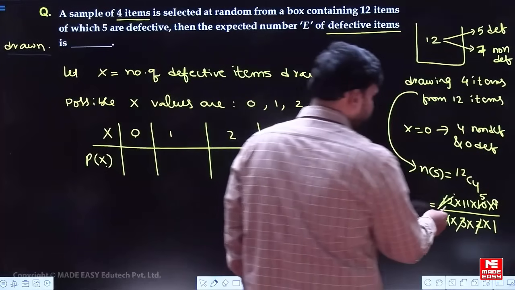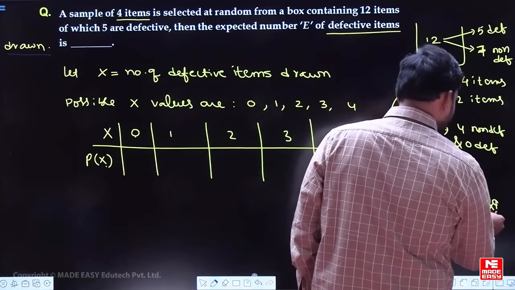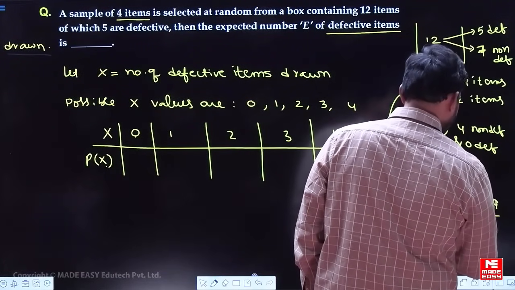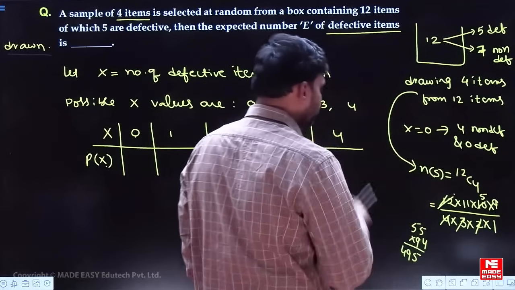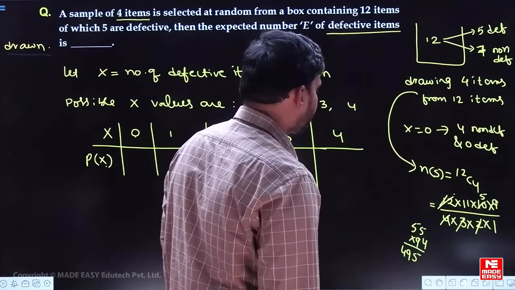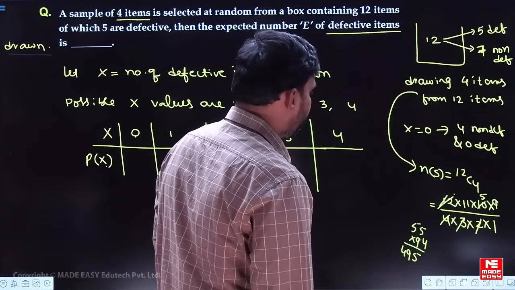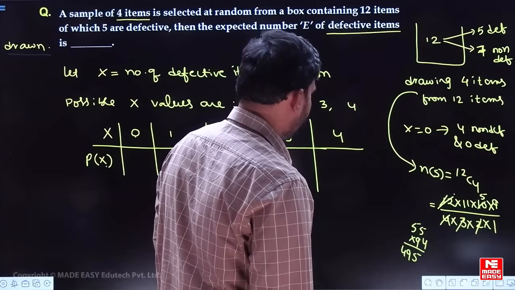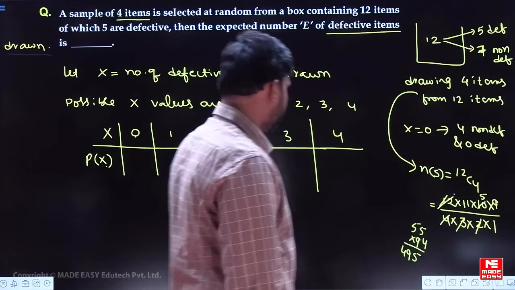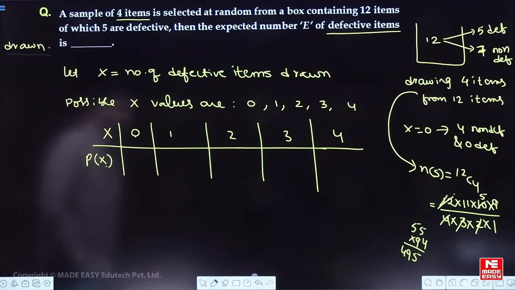So 12 into 11 into 10 into 9 by 4 into 3 into 2 into 1. 4 3s are 12, then 2 5s are 10, and you are getting 495.